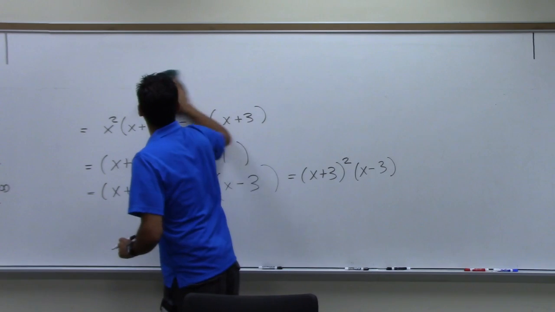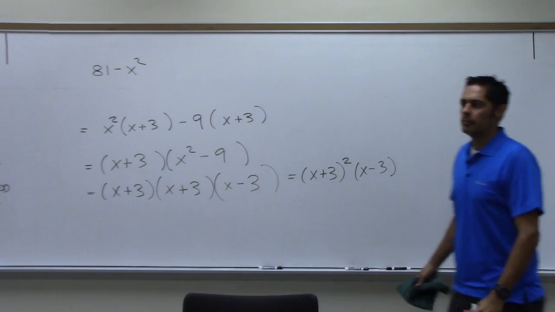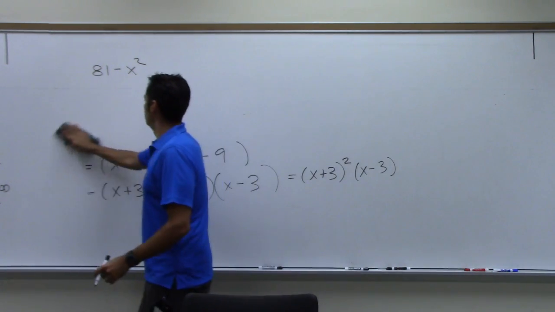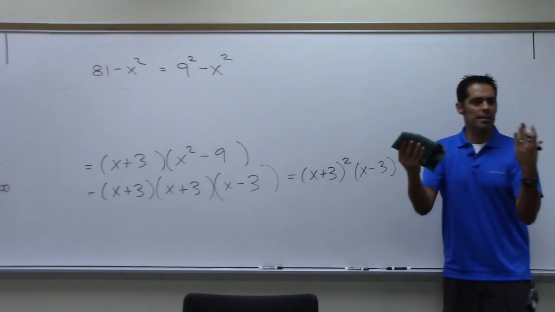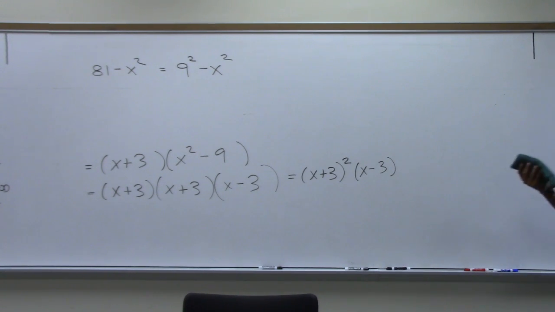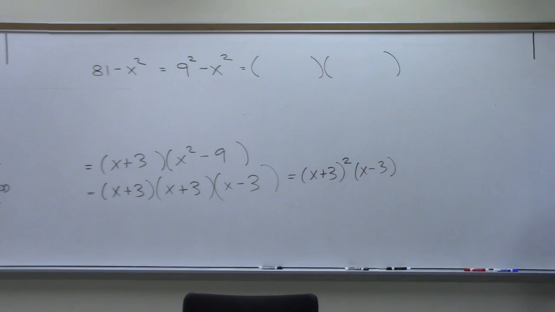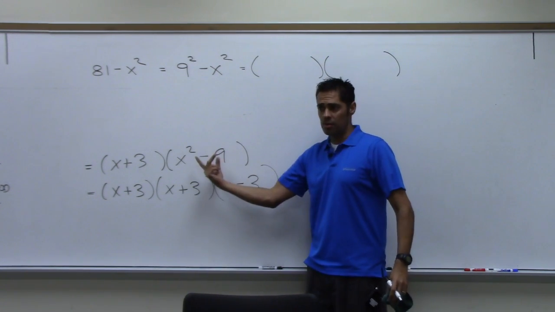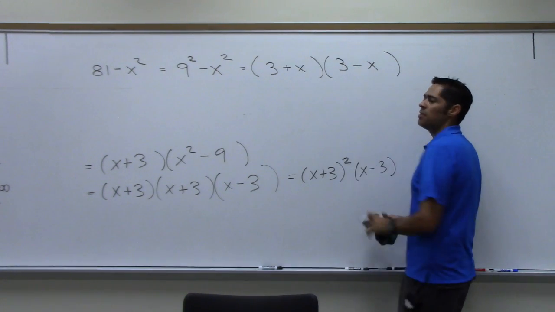How about this? 81 minus x squared. Can you factor that? Now, this is the same as 9 squared minus x squared, right? So do you agree that that's still two things squared, subtraction between them? So it should look a lot like what we just did. What's different though? Instead of x plus 3, x minus 3, they're switched. So it should be 9 plus x, 9 minus x. Notice how they switched roles.